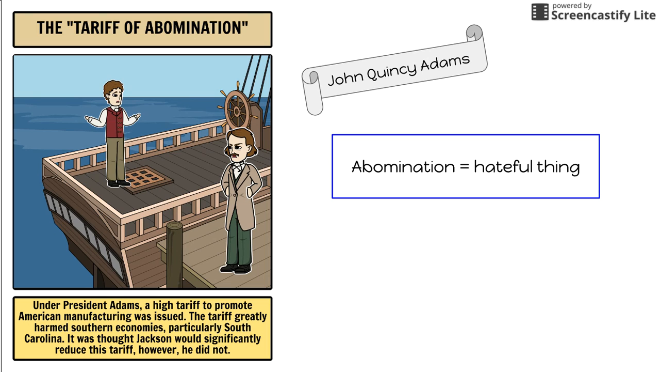Now, they thought that once Andrew Jackson became president in 1828, that he would reduce this tariff, since Andrew Jackson was a supporter of the South. He was a supporter of the slave states. They thought that he would do something about the tariff, but he didn't when he came into office.